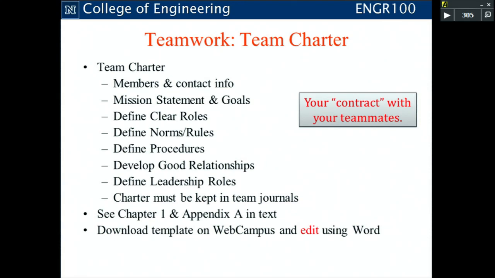Starting next week, you have to meet with your team. There are going to be new assignments posted where you have to meet with your team and do a bunch of stuff. The first thing that you as a team have to do is put together what we're calling a team charter. The team charter is essentially like a contract in business. It's where you and your teammates come to a common understanding about what you're all doing. Hopefully it's going to be in the context of the class, so you're going to be working on the class.